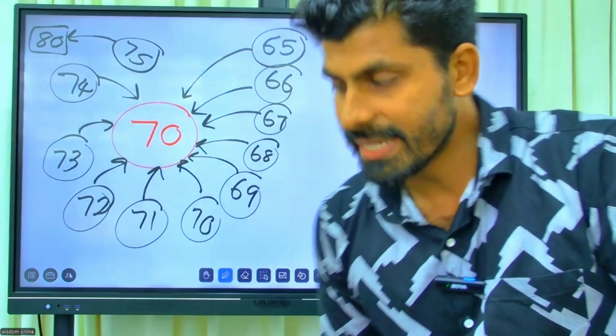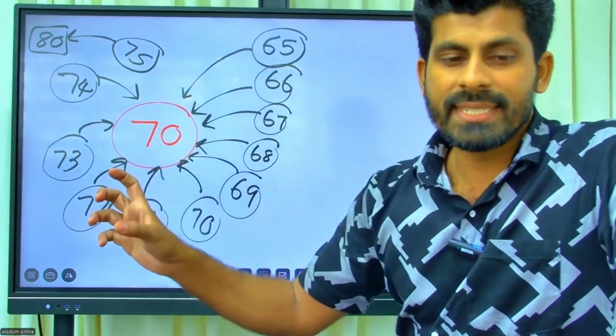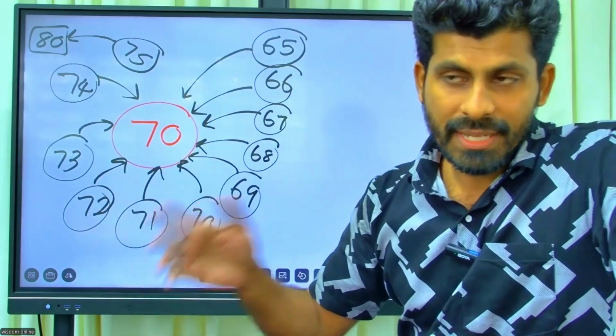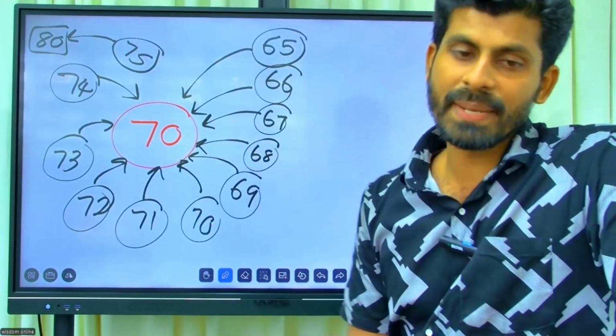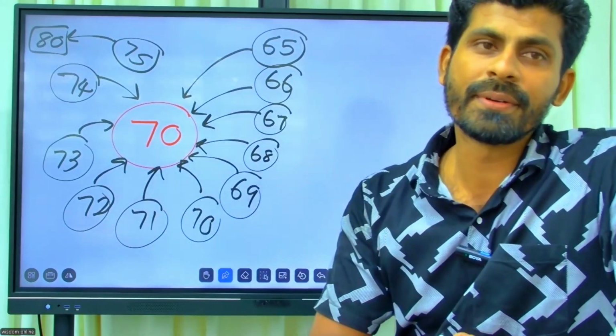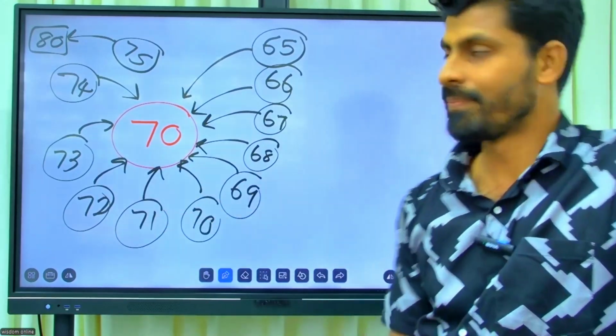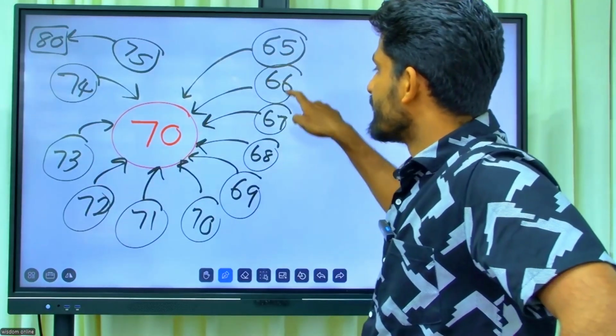Look at the last digit. If the last digit is equal to or greater than 5, add 1 to the tens place. If the last digit is less than 5, keep the same value. So the values are 65 to 74.